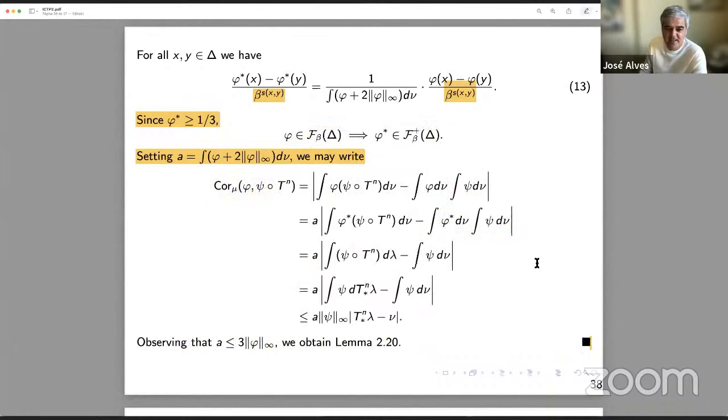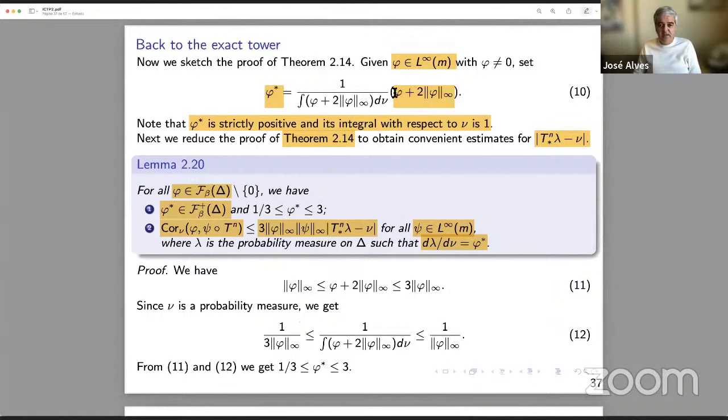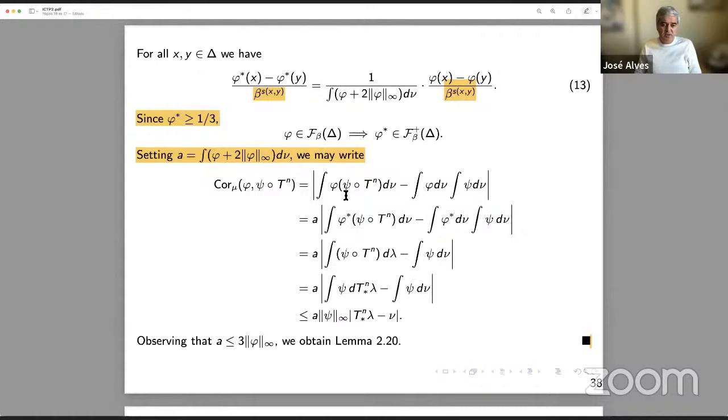So let's go to the decay of correlation. The correlation is this by definition. This is the multiple that distinguishes phi and phi star up to adding a constant. So phi star is phi plus some constant times this multiple. The constant is not important in the integrals because the constants cancel. And so we can translate the correlation with respect to phi to the correlation with respect to phi star, modulo this constant.